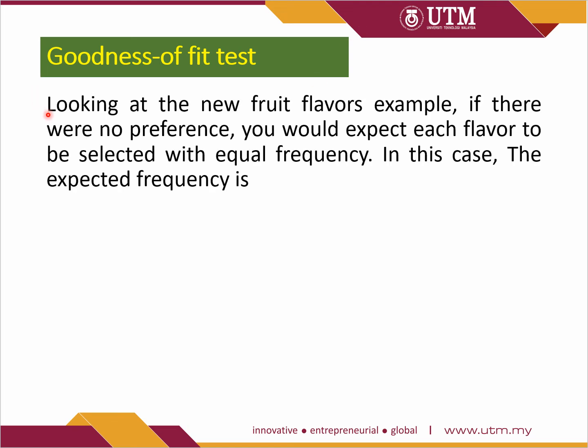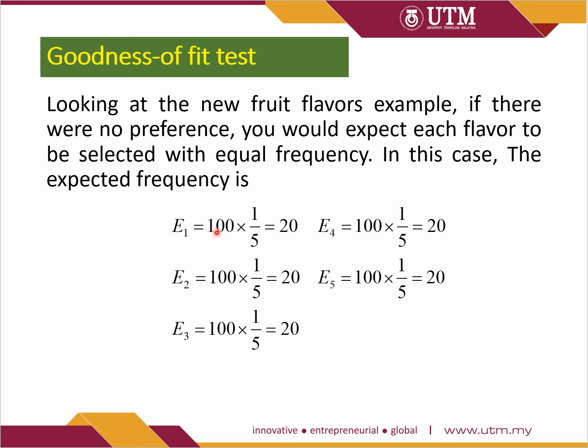Looking at the new fruit flavors example, if there were no preference, you would expect each flavor to be selected with equal frequency. In this case, the expected frequency is given as N, which is 100, times the probability of choosing cherry, where we have 5 flavors. So the probability of choosing cherry among 5 flavors would be 1 over 5. So for the first one, the expected frequency for cherry should be equal to 20.